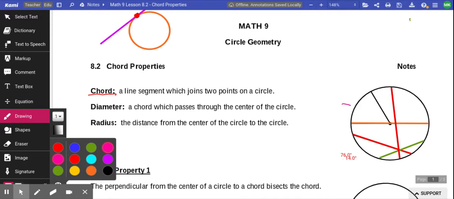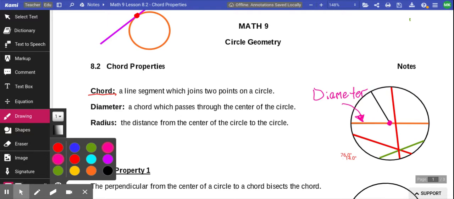That first chord that I did was a special chord. This one right here. That one's special because it goes to the center of the circle. When a line goes from one end of the circle to the other end of the circle and goes right through the middle, we call that the diameter. That should be review for you. So the diameter is from one side of the circle to the other side of the circle, and it goes perfectly through the middle.